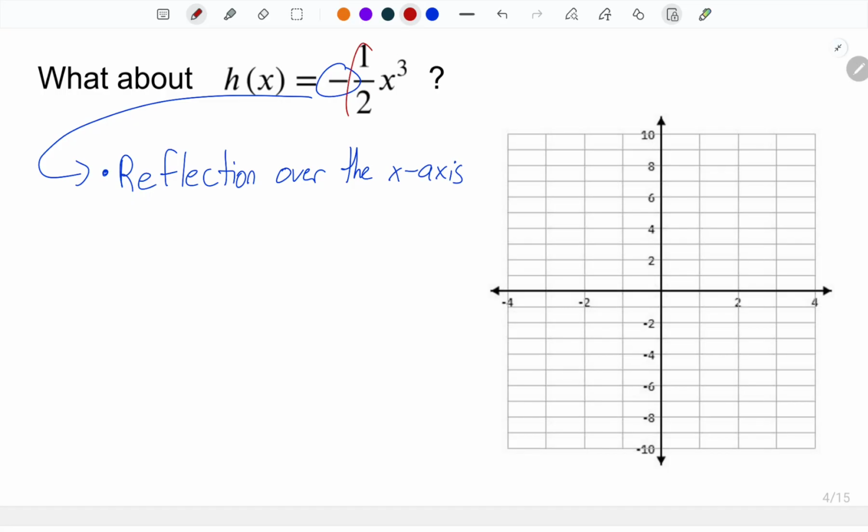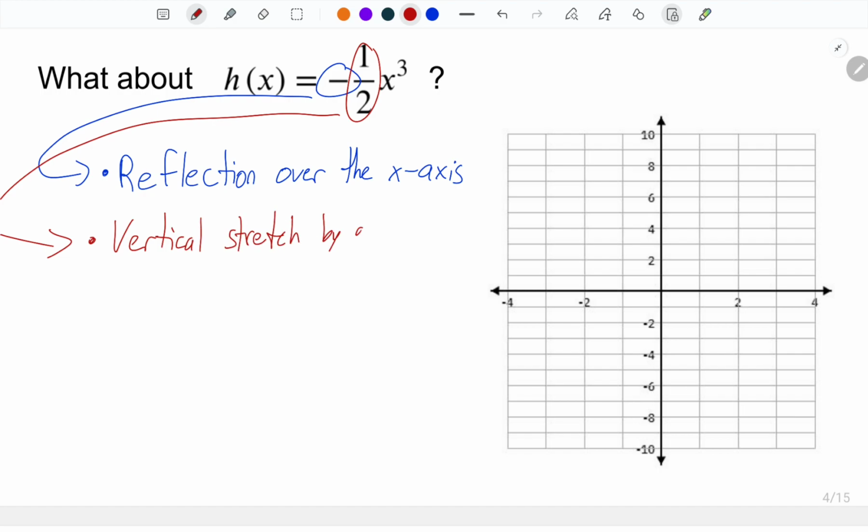And then the 1/2, well, the 1/2 is just going to be a vertical stretch by a factor of 1/2. And there we have it. So we could just do the exact same thing. I'm not going to go through this one fully. I'll let you go through it yourself.